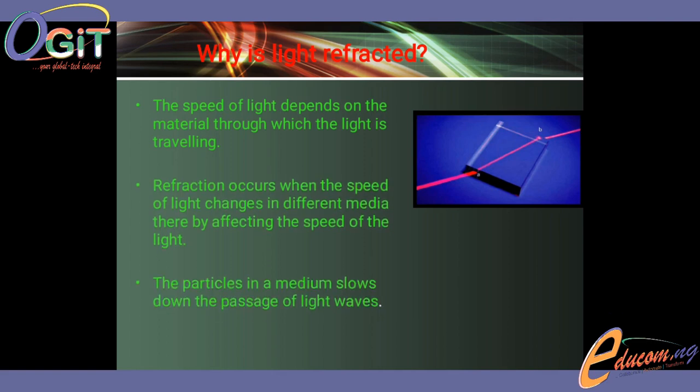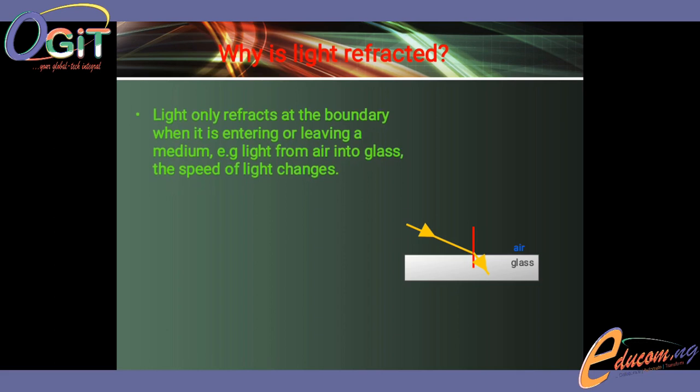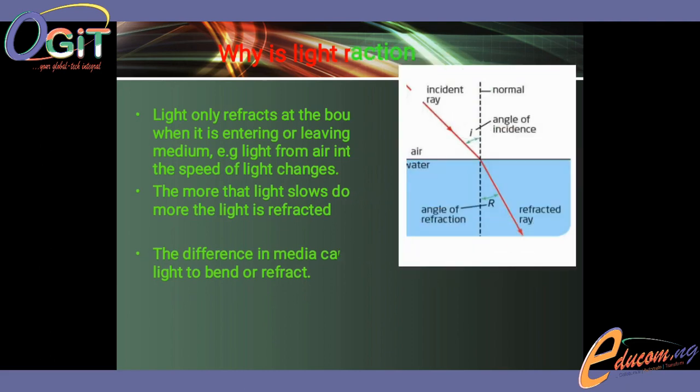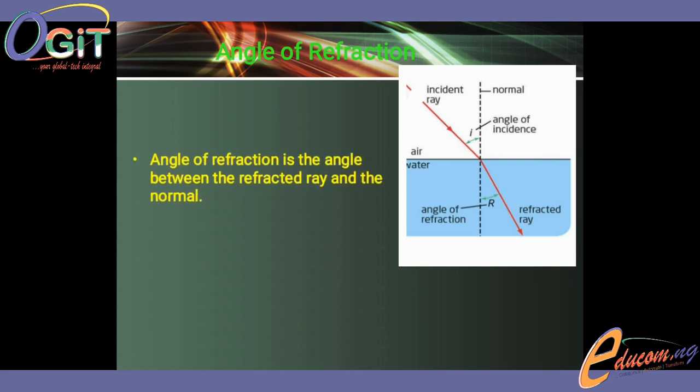The particles in a medium slow down the passage of the light wave. Also, light only refracts at the boundary when it is entering or leaving a medium, e.g., light from air into glass. The speed of light changes. The more that light slows down, the more the light is refracted, and the difference in medium causes the light to bend or refract. As a physics term, instead of saying light has bent, simply say light has refracted.